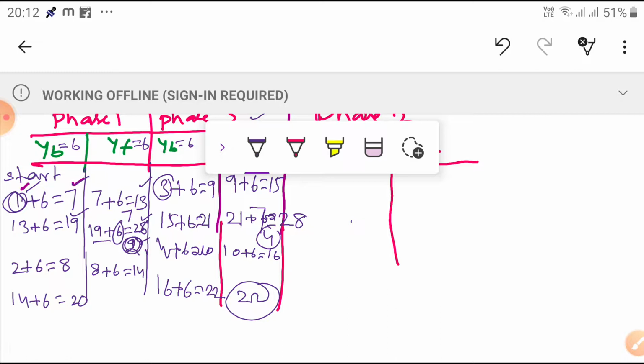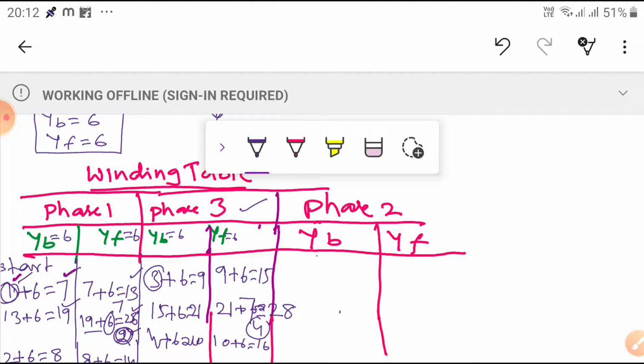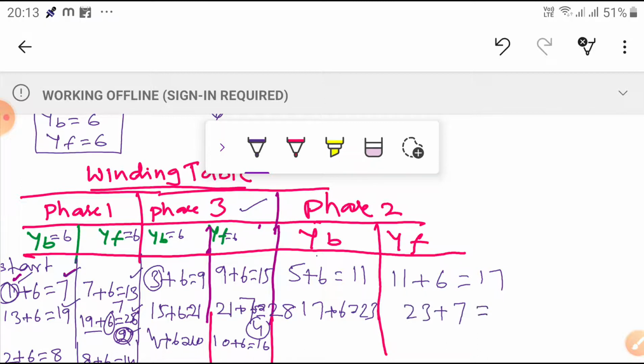Coming to this phase, what has happened here at the start? 1 and 2 are over, 3 and 4 are done, so 5, 6. We start with the 5th slot. 5 plus 6 is 11. 11 plus 6 is 17, and 17 plus 6 is 23. Now here we have to add 7, which is equal to 30. 30 minus 24, we go to the 6th slot.